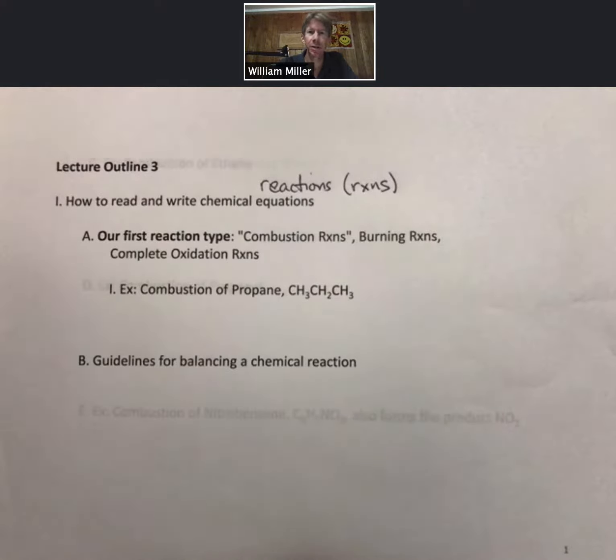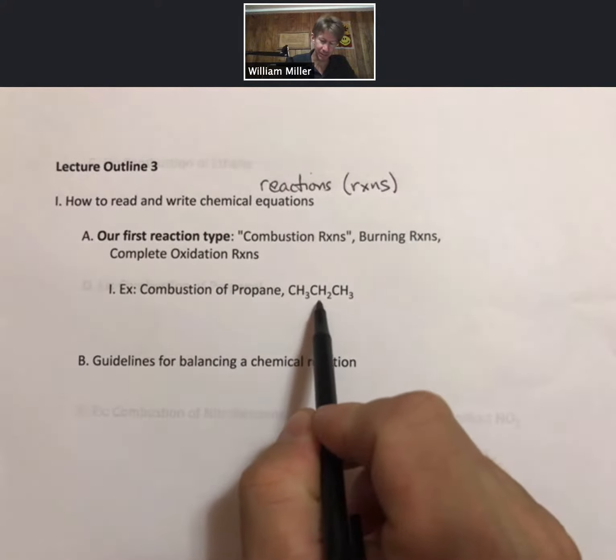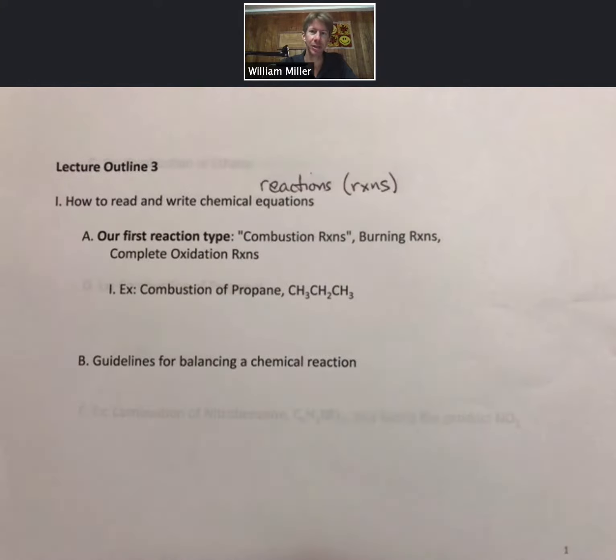And it's here that we talk about our first reaction type. These are called combustion reactions, burning reactions, or complete oxidation reactions. Like Eskimos, who are purported to have many words for snow because snow is such an important part of their lives, we have at least 3 and probably more ways of referring to combustion reactions because they're so important to us. For example, the combustion of propane, where I give the formula here.